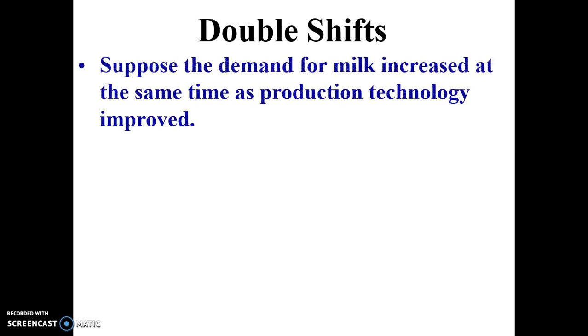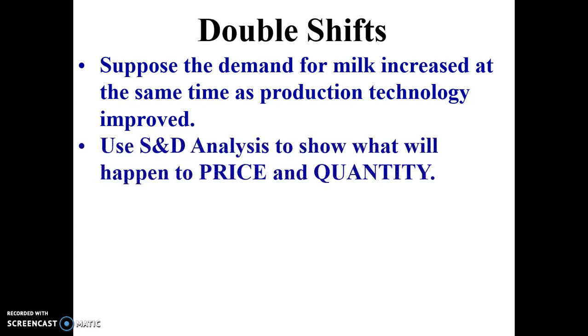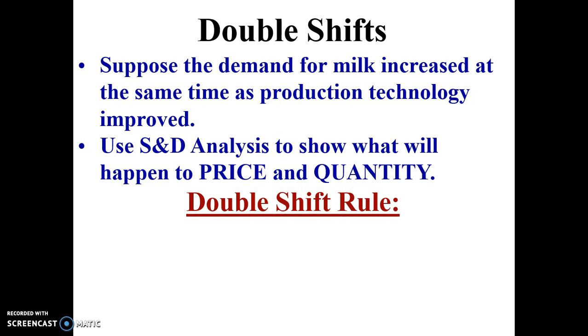All right, so those are shifts, but that's only shifting demand or supply. But what if demand and supply both shift? All right, let's say the demand for milk increased at the same time that the production technology improved. So demand shifts to the right and supply moves to the right. So what's going to happen to price and quantity in that situation?